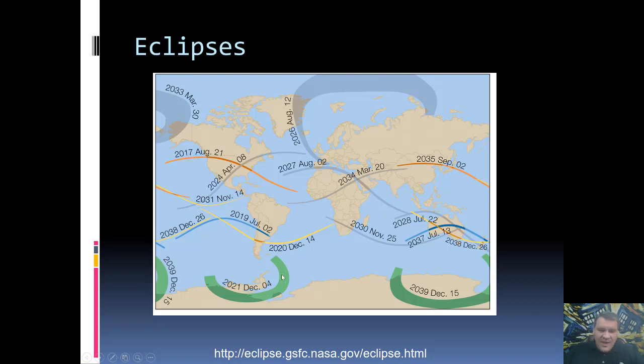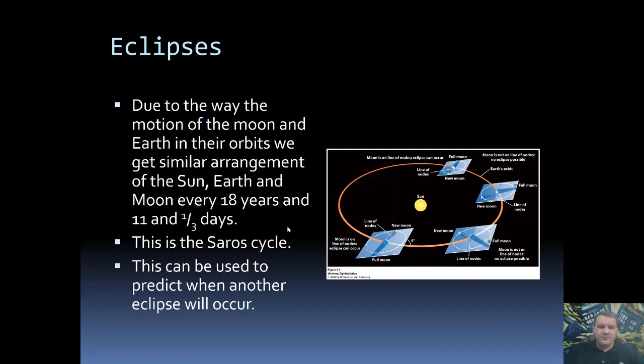So looking down here, we have an eclipse in 2021, so in just a little while, and we're going to get the exact same eclipse in 18 years, in 2039. So this is the Saros cycle.